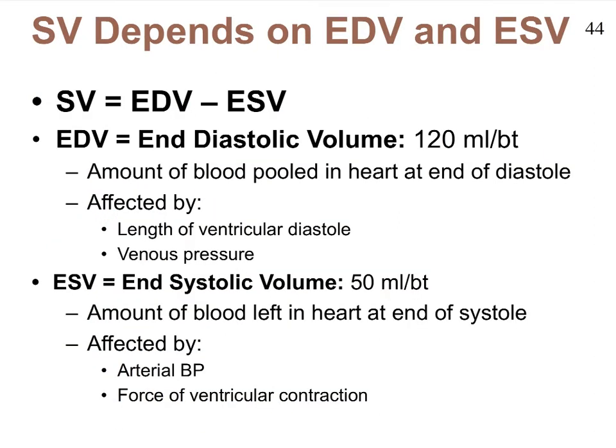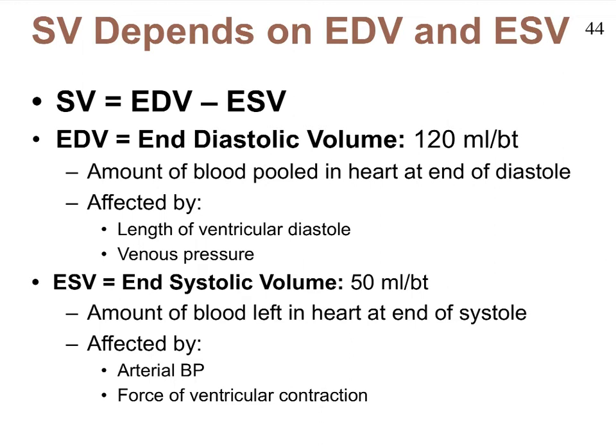We need to address one more important formula before we can move on with cardiodynamics, and that's the formula for stroke volume. Stroke volume is the difference between end diastolic volume and end systolic volume. If you listen to the term end diastolic volume, it tells you it's the volume of blood left in the heart when it has finished relaxing, or at the end of relaxation, so right before it contracts.